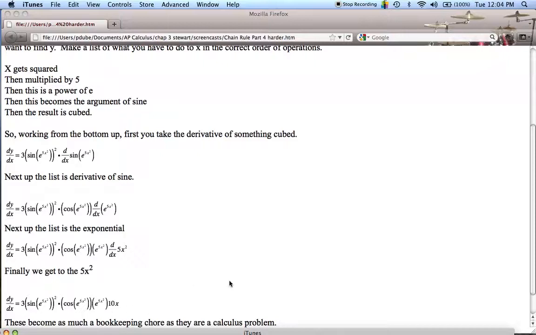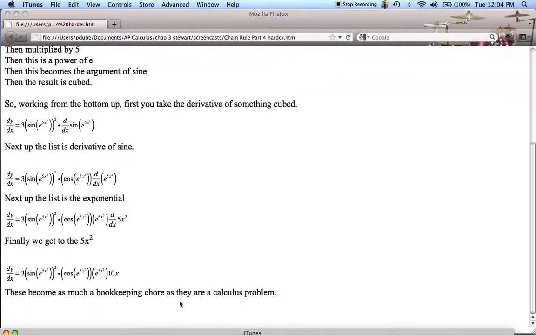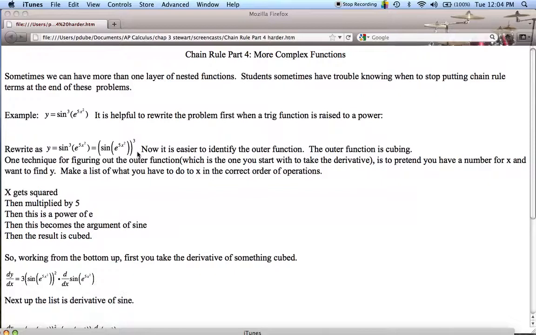This whole thing is the answer to what was the derivative of sine of e to the 5x squared quantity cubed. The issue becomes as much a bookkeeping issue as a calculus problem. You don't know when you're done. I find it helpful to go back to the original problem, and after I take care of the cube part, I do the 3 times sine to the something squared, I cross off the cube, and I work my way inward. You could write out this whole list. That might be a way to start.